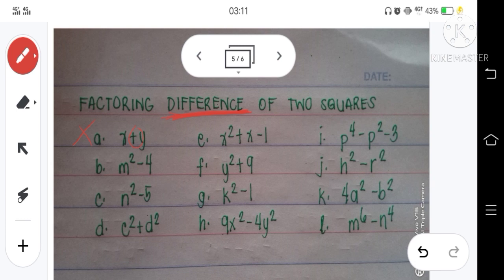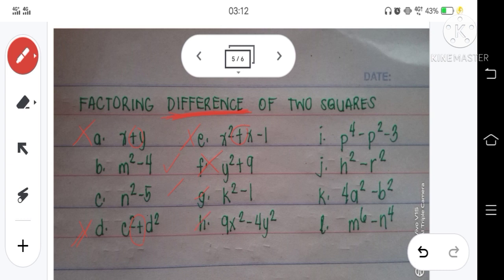For letter B, m squared minus 4. Okay, so it uses subtraction. For letter C, n squared minus 5. Subtraction. Okay, let's check it. And then, c squared plus d squared. It uses addition. So we'll eliminate it. For letter E, x squared plus x minus 1. We'll eliminate it because it uses addition. Then for letter F, y squared plus 9. Eliminate. For letter G, k squared minus 1. Okay, let's check it.